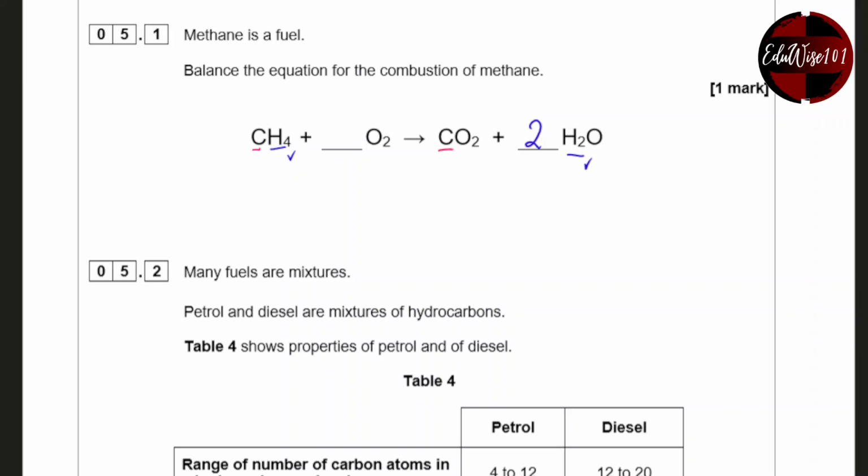And let's balance the oxygen. I've got 2 oxygen on this side and 2 times the H2O, that's 2 oxygen. So that means there's 4 oxygen. So I could add a 2 there. That would balance out the oxygen.